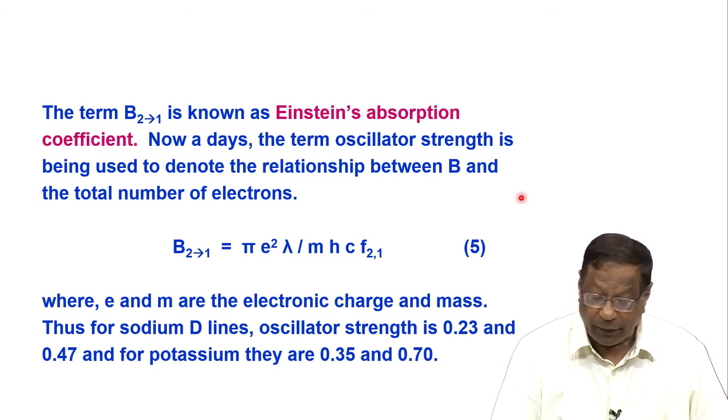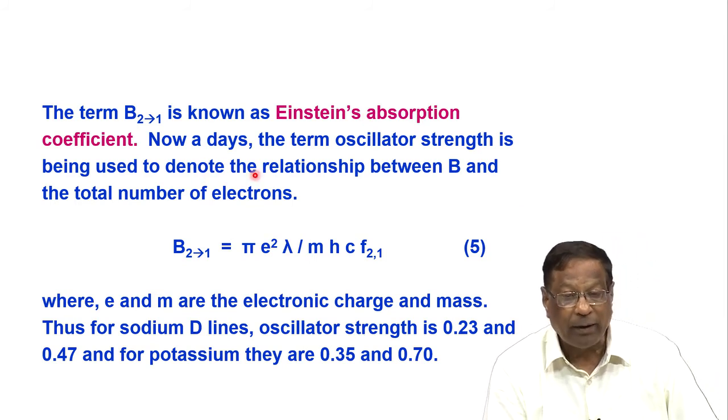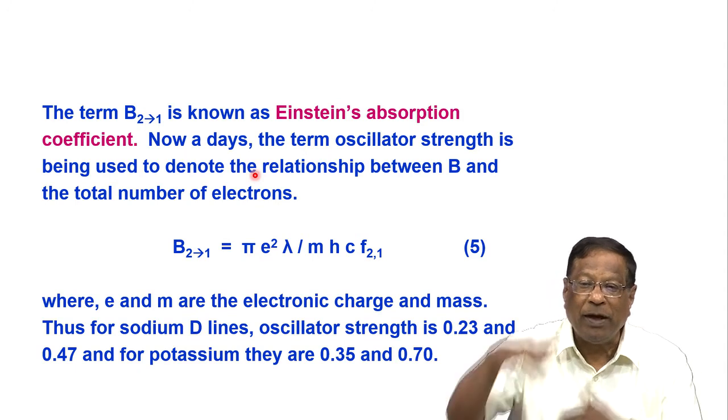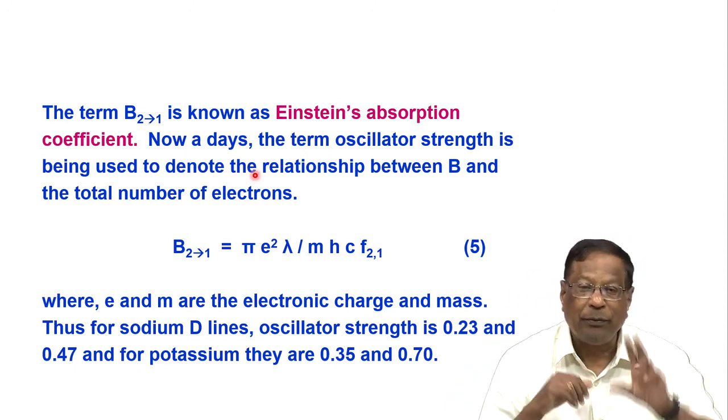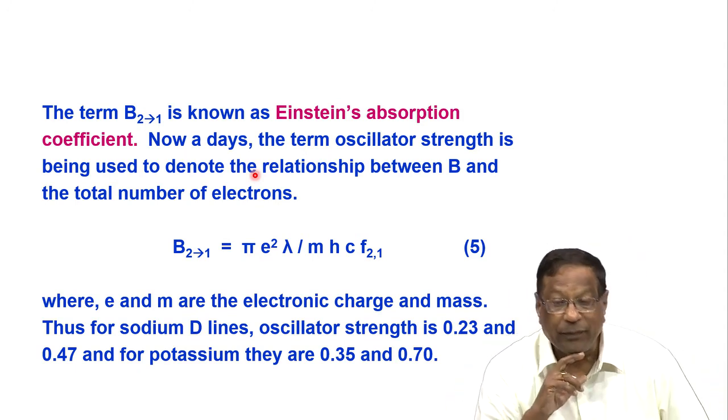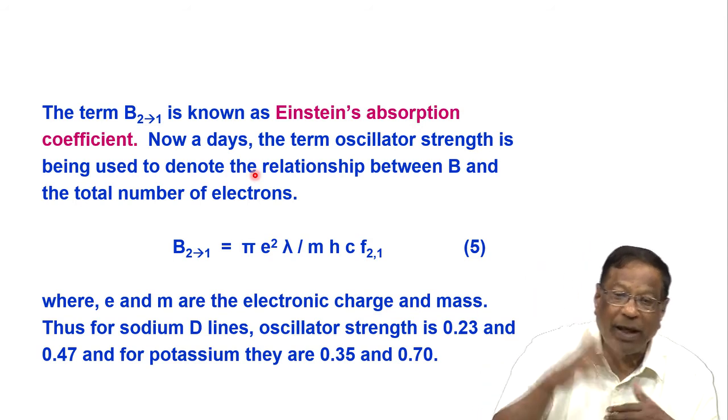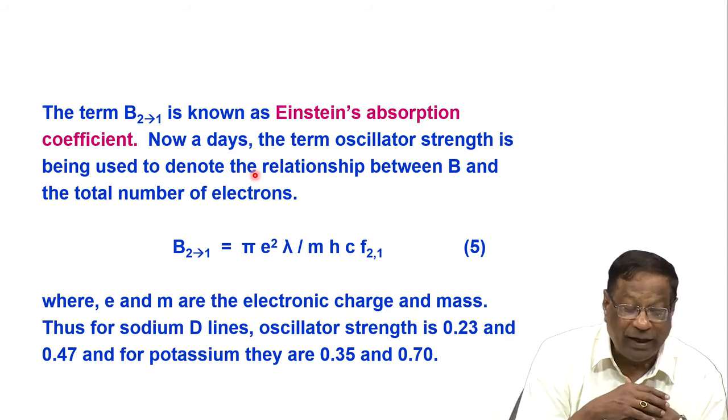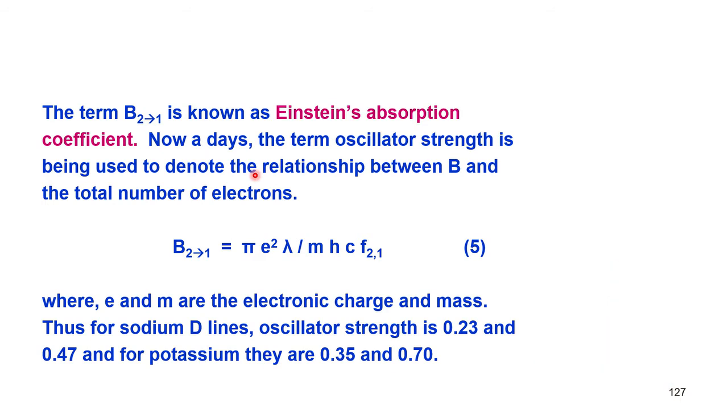Nowadays what is important is the term: if an electron is going up and down, up and down, we call it an oscillator. How many times it happens is known as oscillator strength. So, we use a term known as oscillator strength in all our expressions.